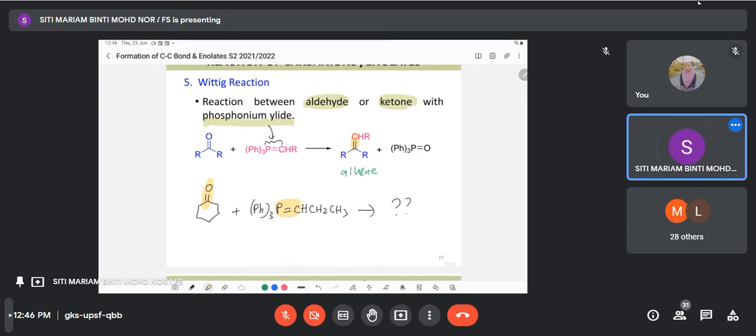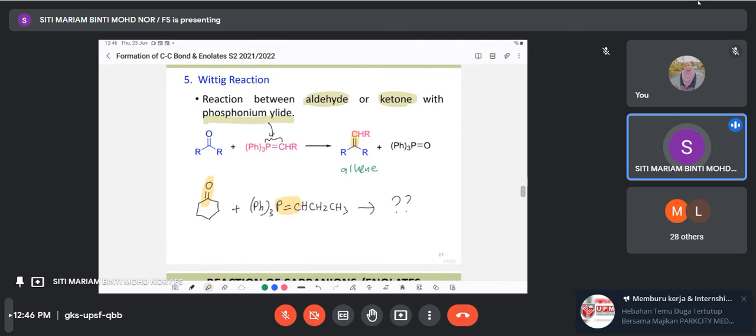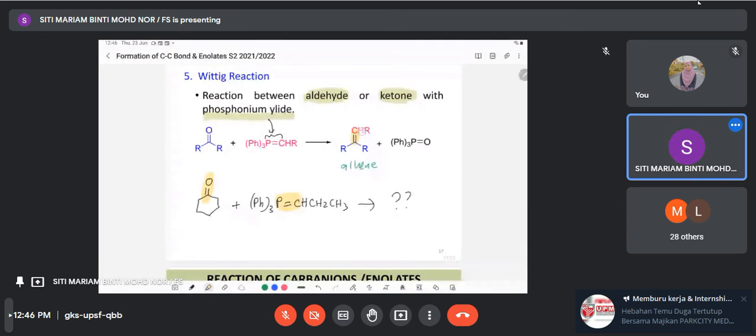Of course, this is a reaction under the enolate topic. I will show you the mechanism after this, so you will see where your enolate is. Based on my equation, it is very straightforward: you see the ketone connected to the alkyl group from your ylide. Based on that, you can draw the structure of the product.